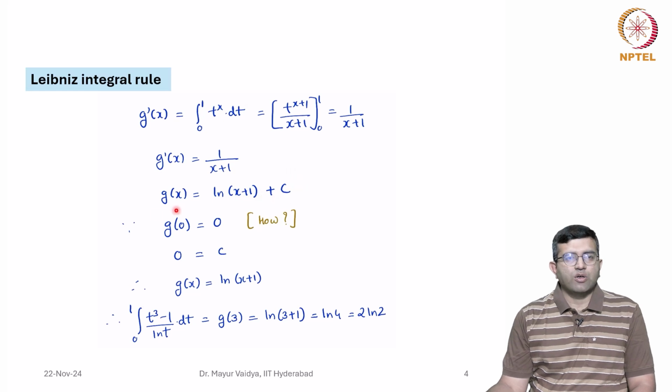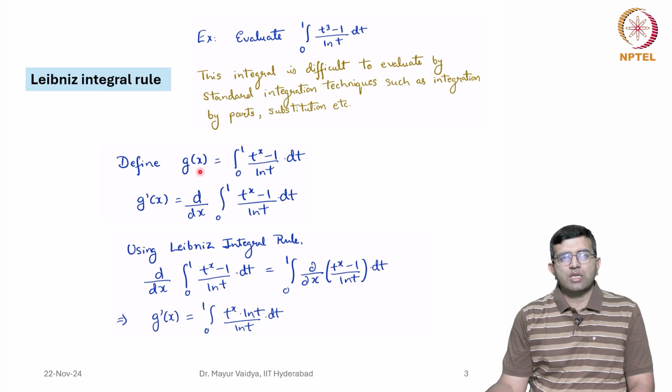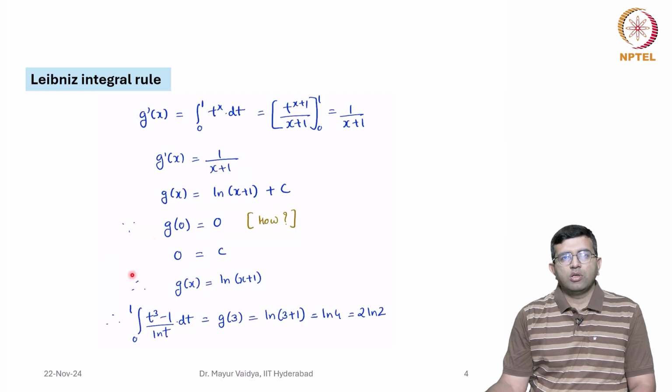Now how do we evaluate this constant? To evaluate this constant, I will just take you back to the definition of the function g of x. You see that g of x is the integral from 0 to 1 of (t to the power x minus 1) by ln t dt. Now if I put x equal to 0 here, it becomes 1 minus 1, that is 0. So g of 0 is equal to 0. So if you put 0 here, that is 0, and here ln 1 is also 0, so that means this constant c is equal to 0. And now you have g of x equal to ln (x plus 1).